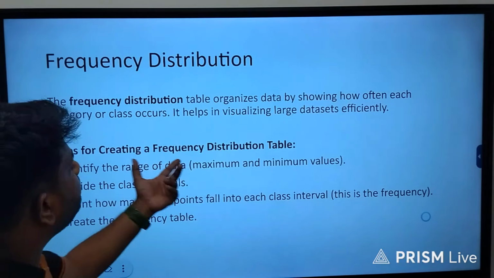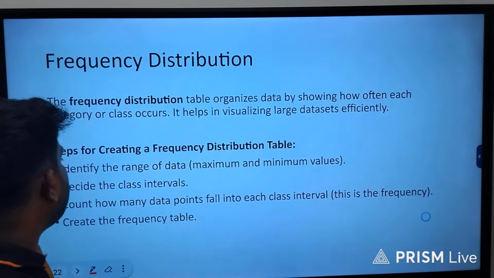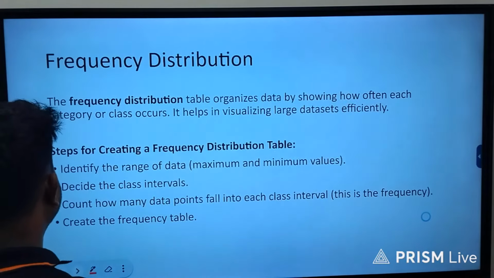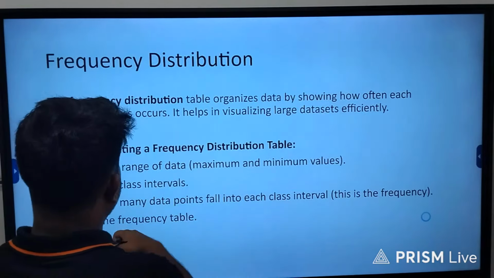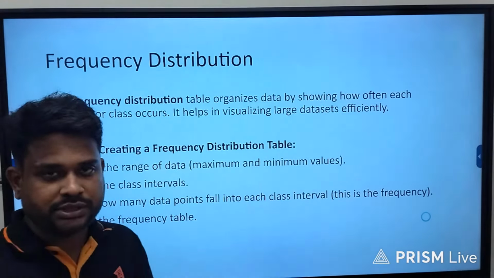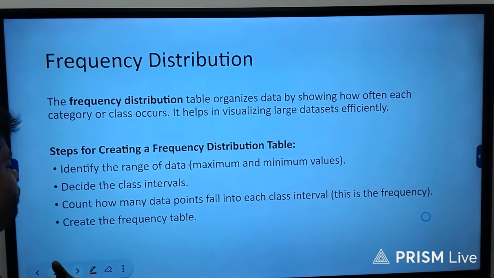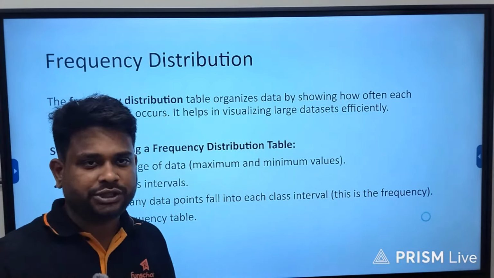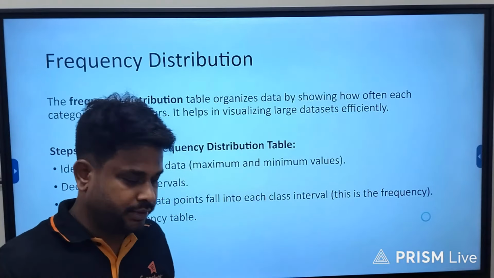Steps for creating a frequency distribution table. Identify the range of the data, the maximum and the minimum values, and decide the class intervals. Count how many data points fall into each class interval. This is the frequency. Then create the frequency table. So these are just the steps by following which we can draw a frequency table.